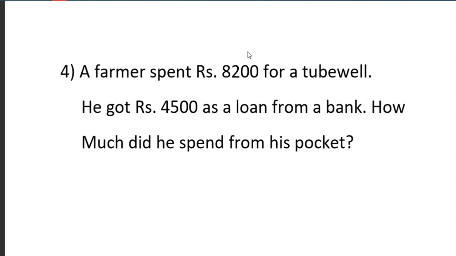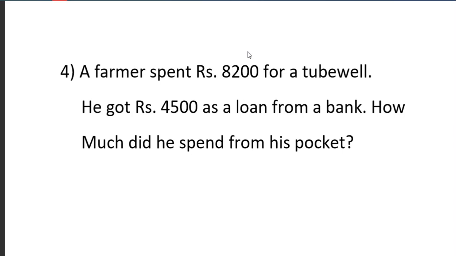Okay children, it's an easy sum also. Please read the sum, children. A farmer spent rupees 8,200 for a tube well. He got rupees 4,500 as a loan from a bank. How much did he spend from his pocket? This is the question, children.